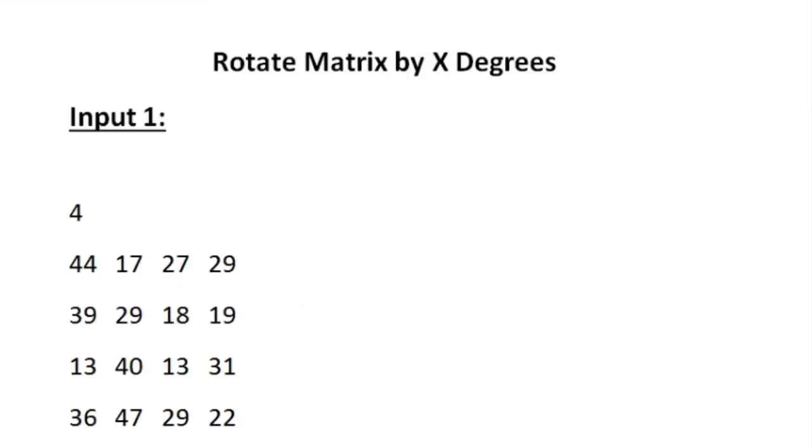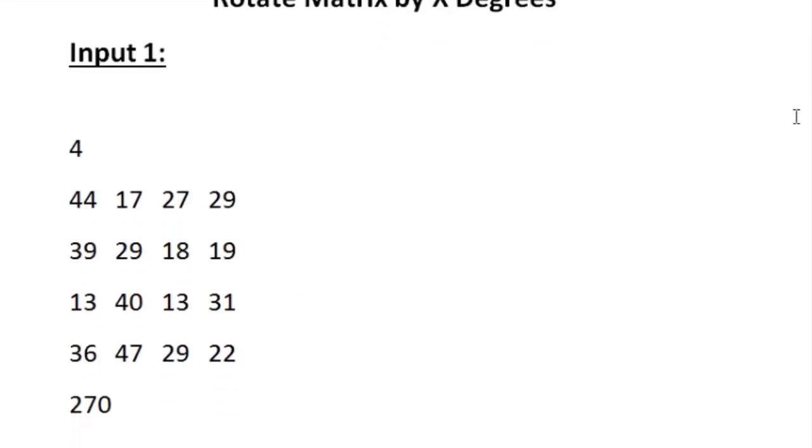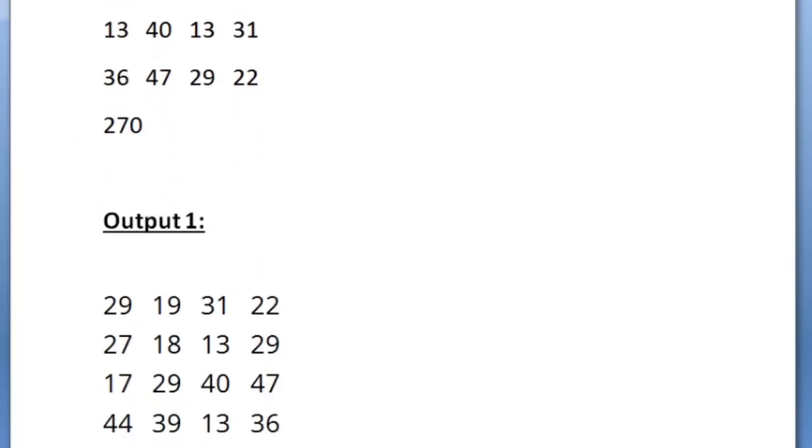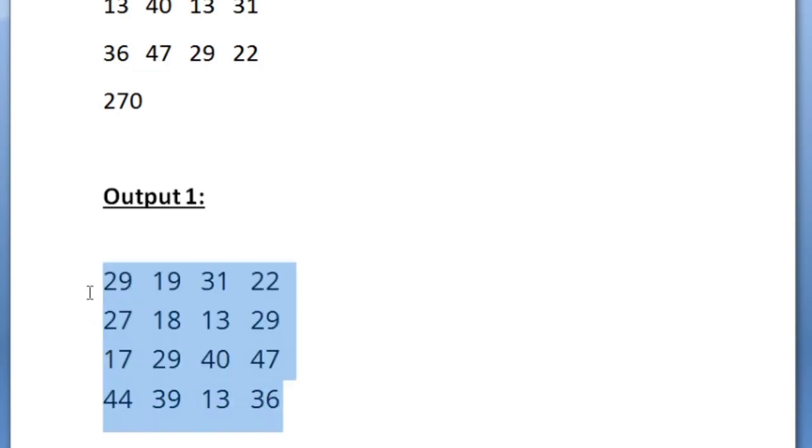Now let us see our sample input 1. Here we are given a 4 cross 4 matrix as input and then the value of x is 270, which means we have to rotate this 4 cross 4 matrix by 270 degrees. To do that, we are going to rotate this matrix by 90 degrees 3 times. So 90 plus 90 plus 90 would become 270 degrees. And when we do so, this would be our output. Let us see how to implement a C program for this.